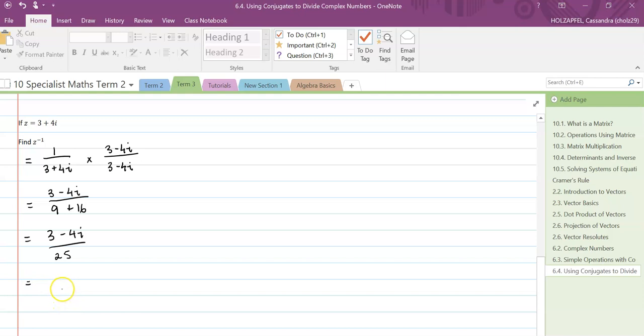Now, when we're dealing with these complex numbers, I'm actually going to split up the real part and the imaginary part so that we have 3 over 25 minus 4 over 25i.